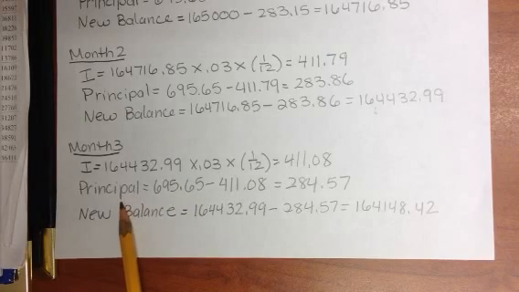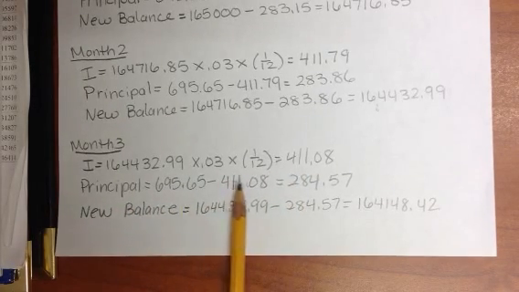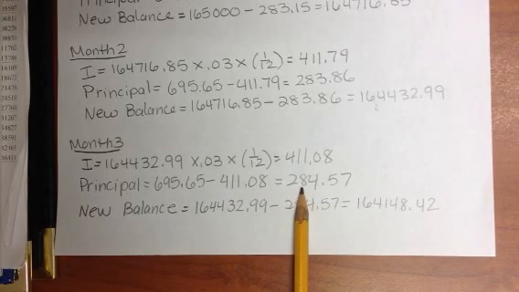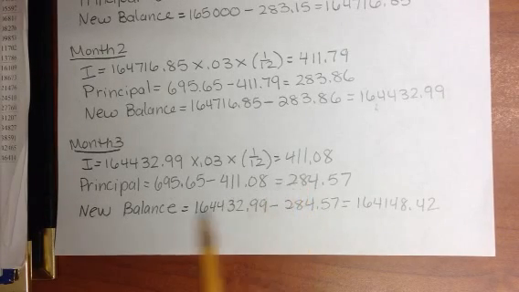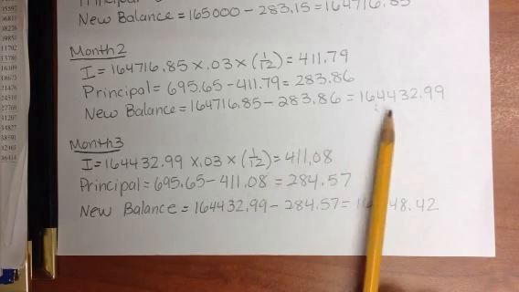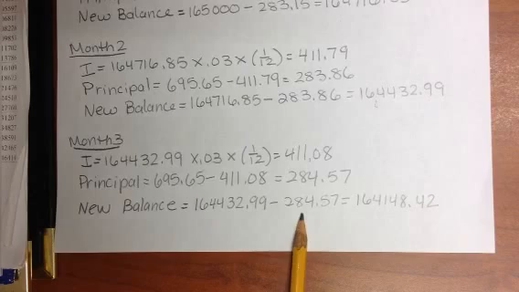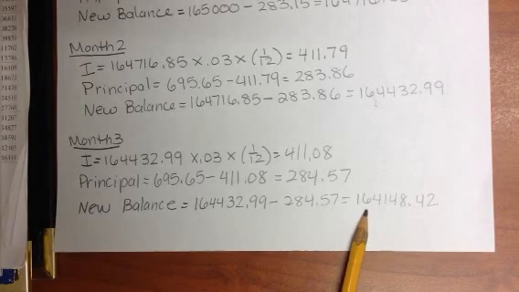Then to figure out what goes towards the principal, I subtract my interest from my monthly payment. What's left over goes towards my principal. And then one more time, to find my new balance at the end of month 3, I take my old balance and subtract my principal from this month, and I get my new balance at the end of month 3.